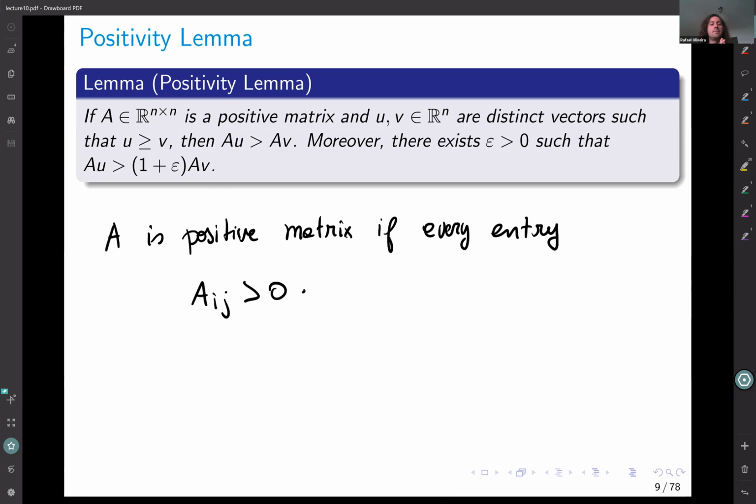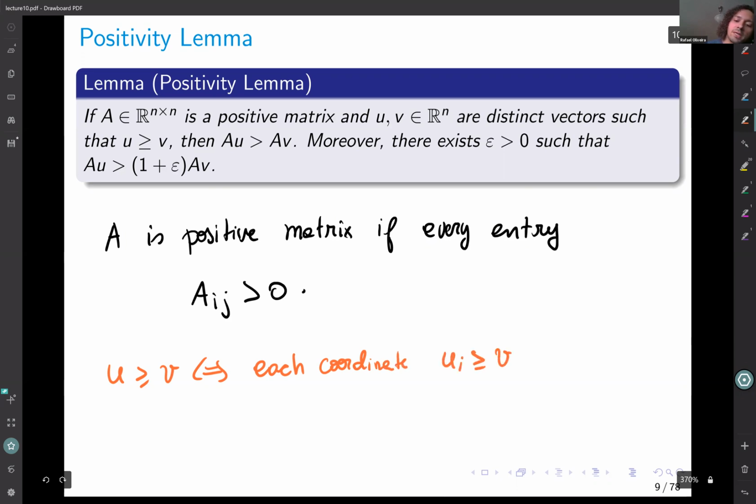So here is the lemma that we need: if A is a positive matrix and U and V are distinct vectors such that U is greater or equal to V. And what do I mean by U greater or equal to V? U is greater or equal to V if and only if for each coordinate we have Ui greater or equal than Vi. So some coordinates could be equal, but there is one of them that will be different, because they're distinct vectors.